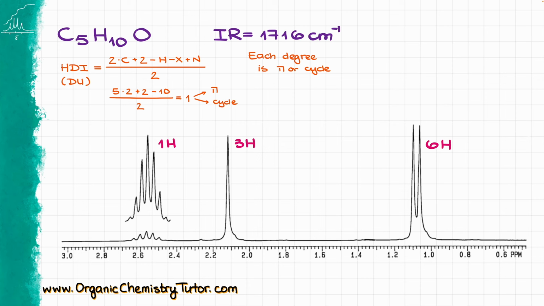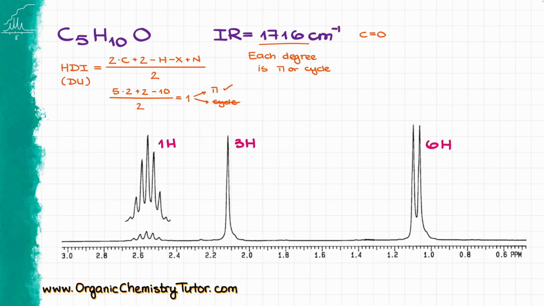Then I pay attention to my IR. The IR absorption gives us 1716 reciprocal centimeters. That is a sure indication of the carbonyl. So we know that we have a C=O double bond in this molecule, which checks out our pi bond, and we know that on top of that we are not going to have any cycles because we only have 1 degree of unsaturation, and the pi bond already accounts for that degree of unsaturation.